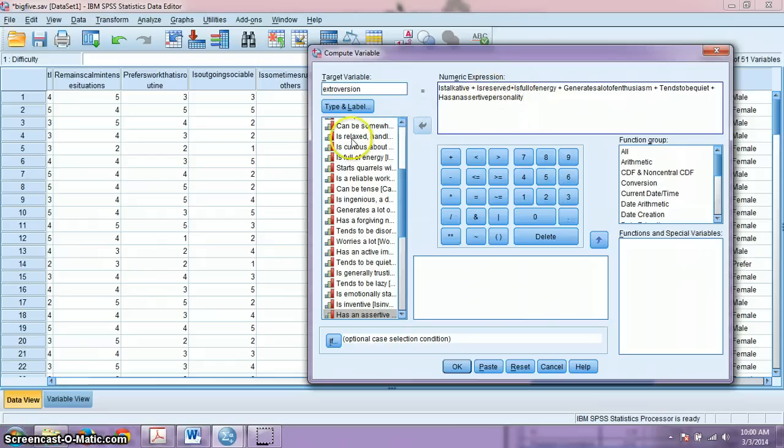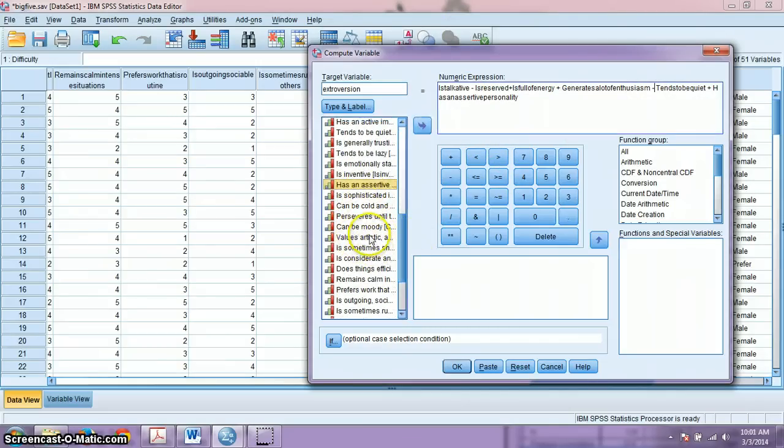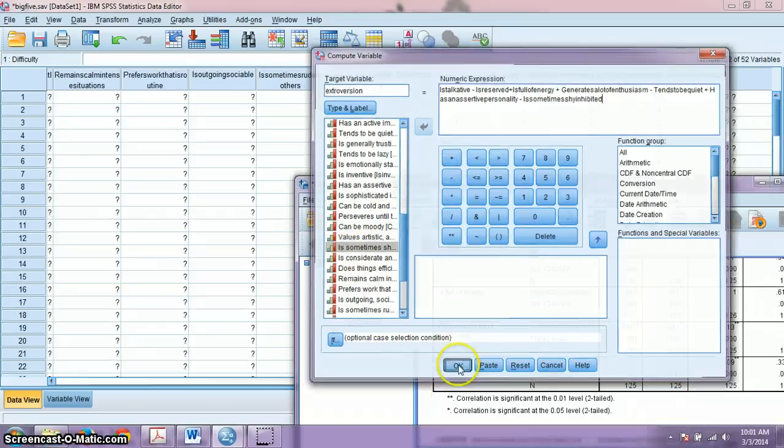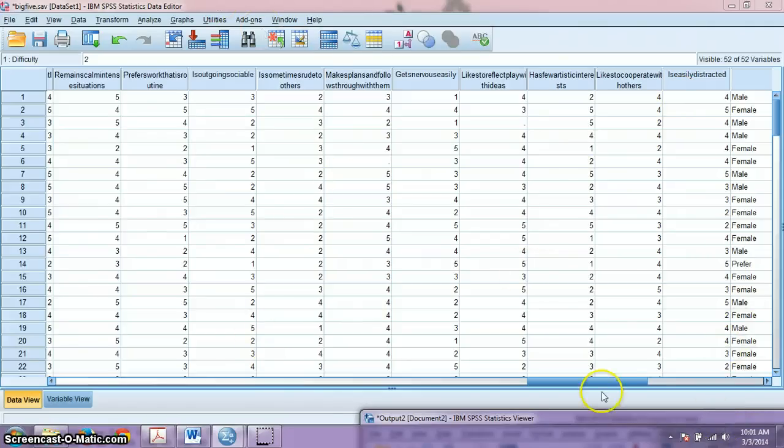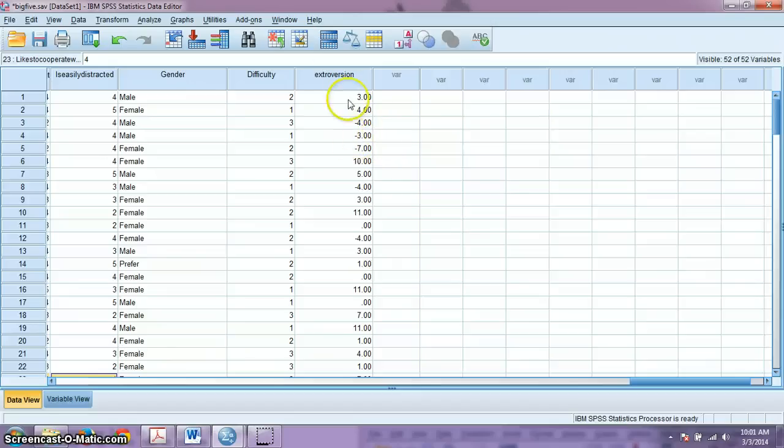So we know that 2, 5, and 7 were reverse coded, so I'm going to change that plus to a minus. Tends to be quiet. We have one more. Sometimes shy. I'll do a minus, and is sometimes shy. So I'll hit OK, and now you can go back to this data view, and you will see a new computed variable called extroversion, which is exactly that formula of individual pieces put together.